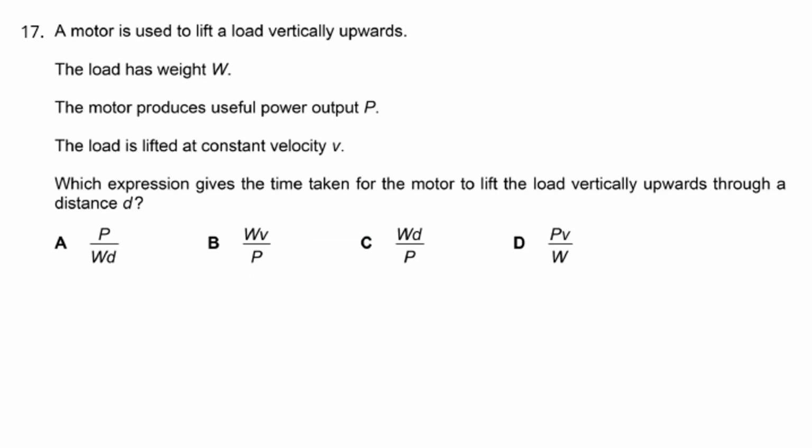A motor is used to lift a load vertically upwards. The load has weight W. The motor produces useful power output P. The load is lifted at a constant velocity V. Which expression gives the time taken for the motor to lift the load vertically upwards through a distance of D?